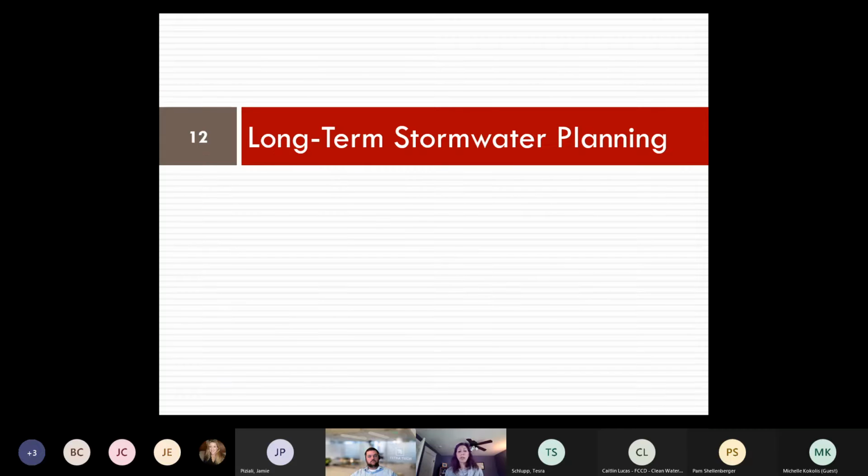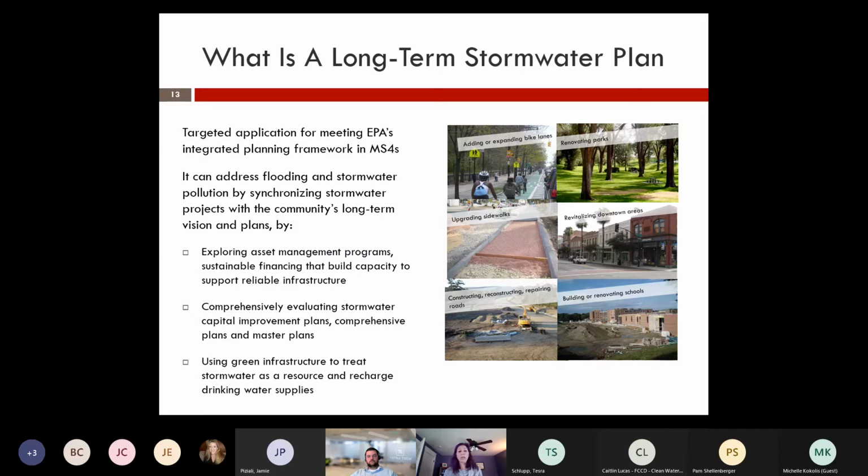So the other thing I wanted to talk about is long-term stormwater planning. Since this is an MS4 forum, I wanted to explain how you could do a long-term stormwater plan, which is a targeted application for meeting EPA's integrated planning framework in MS4s. So it's possible. Just so you know, there are some integrated plans that cut across multiple wastewater treatment facilities. And so too, you could have an integrated plan that cuts across multiple MS4s.